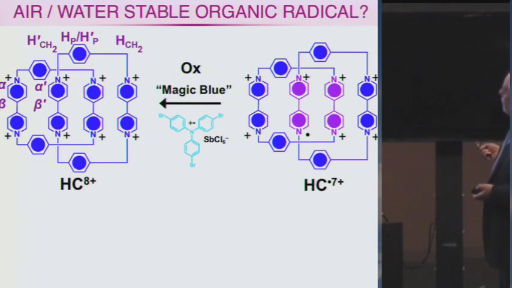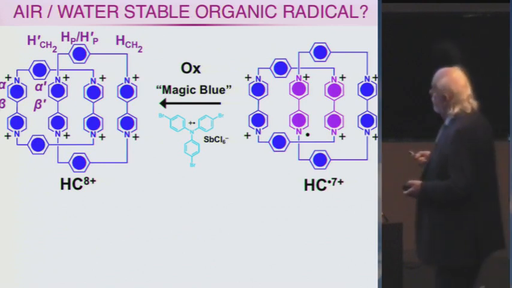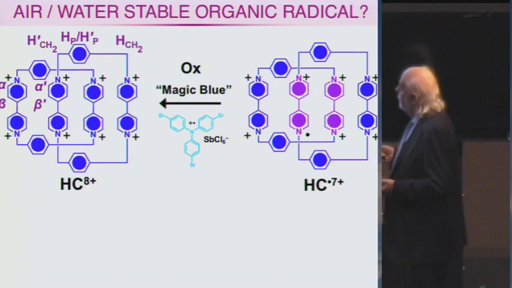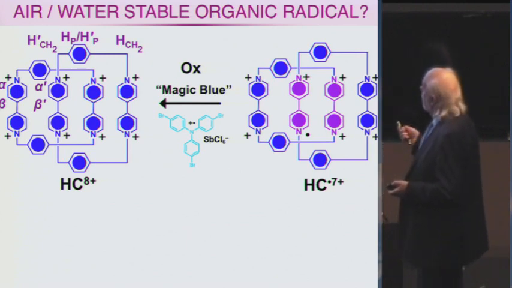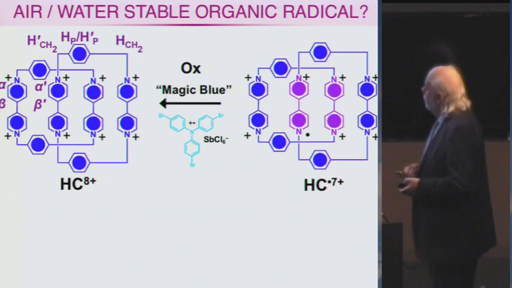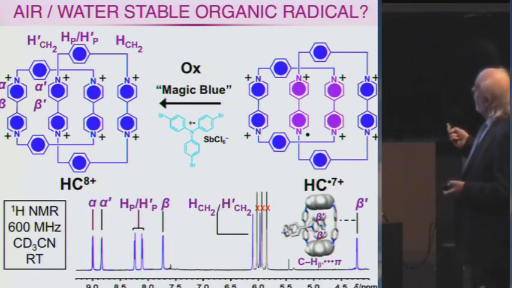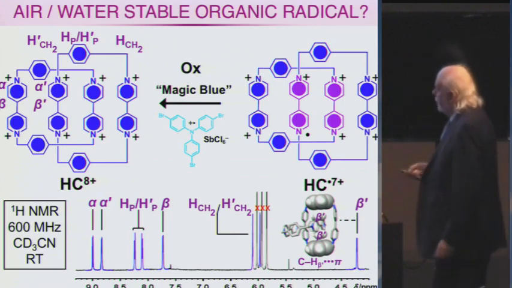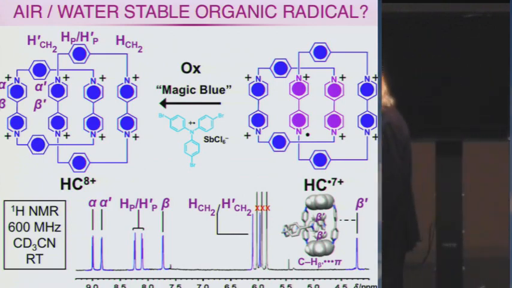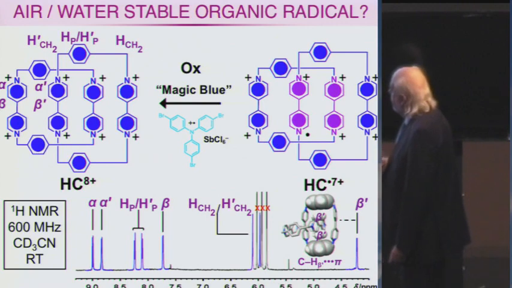And here's what I'm talking about. If you take this magic blue oxidant, this compound here, you can convert this mixed valence system through to the octocation. And of course, the NMR spectra of these earlier species are not really available to us, but as soon as you get through to the octocation, you see a very nice clean NMR spectrum.